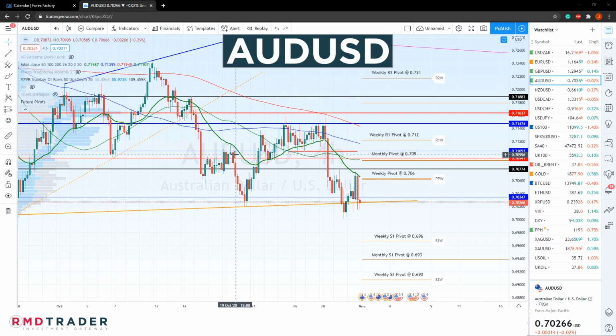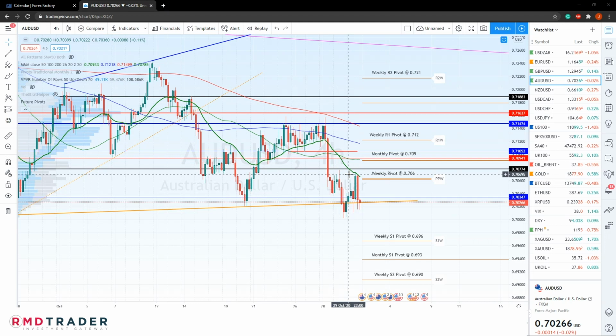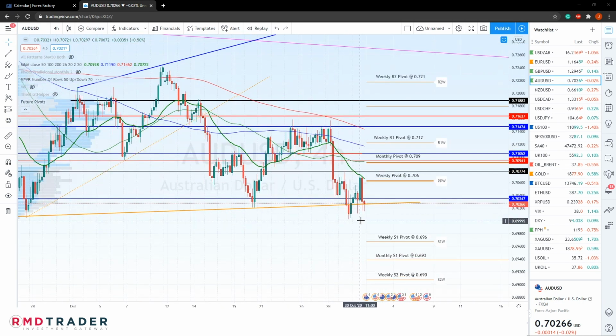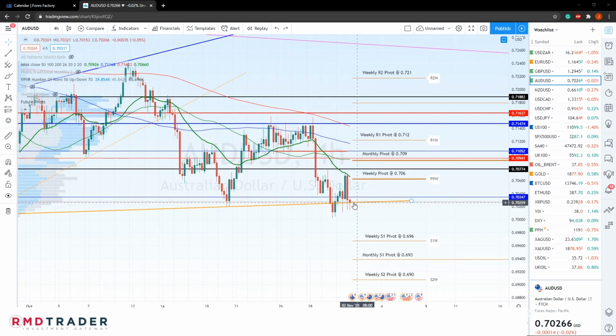We are now looking at Australian dollar to USD. As set out in our bearish scenario from last week, as soon as price lost the weekly pivot, that is the line that we have here in red at 0.710, we saw price then sell off, and it only found support at this lower diagonal, and this is also where we are finding price currently trading.